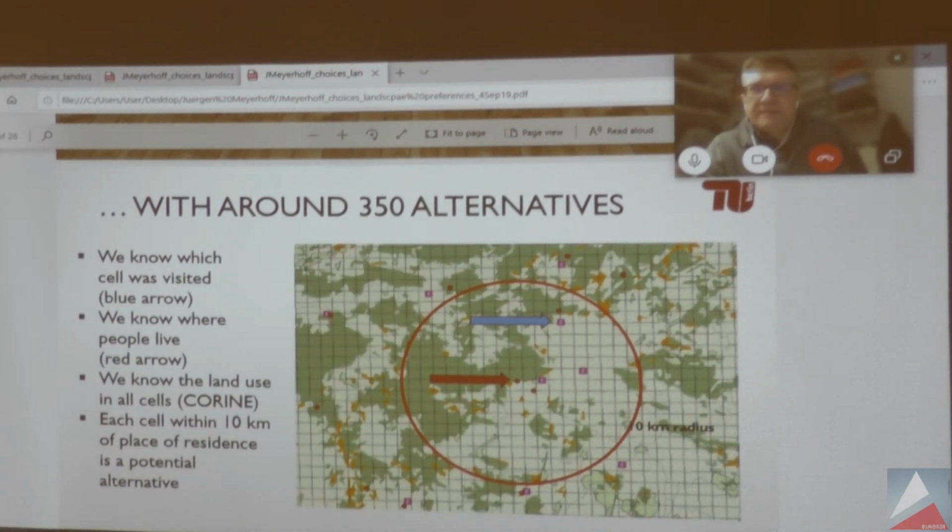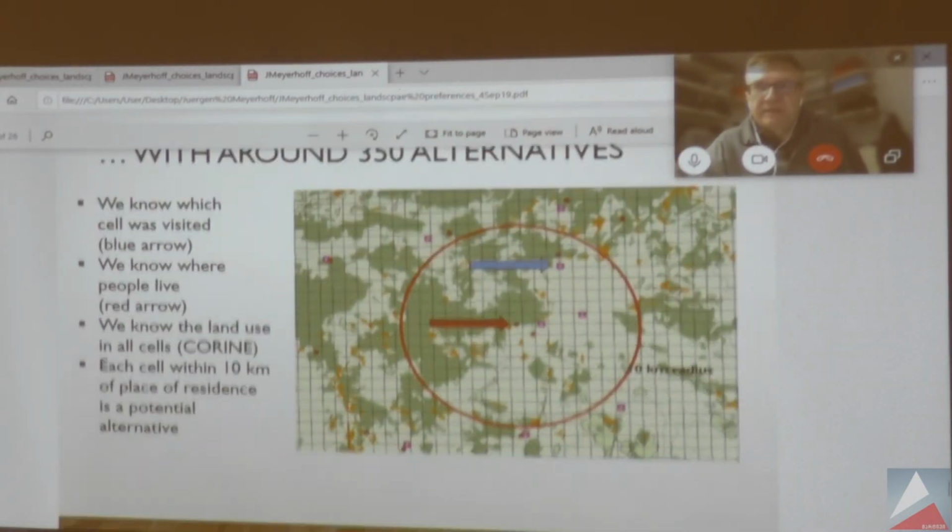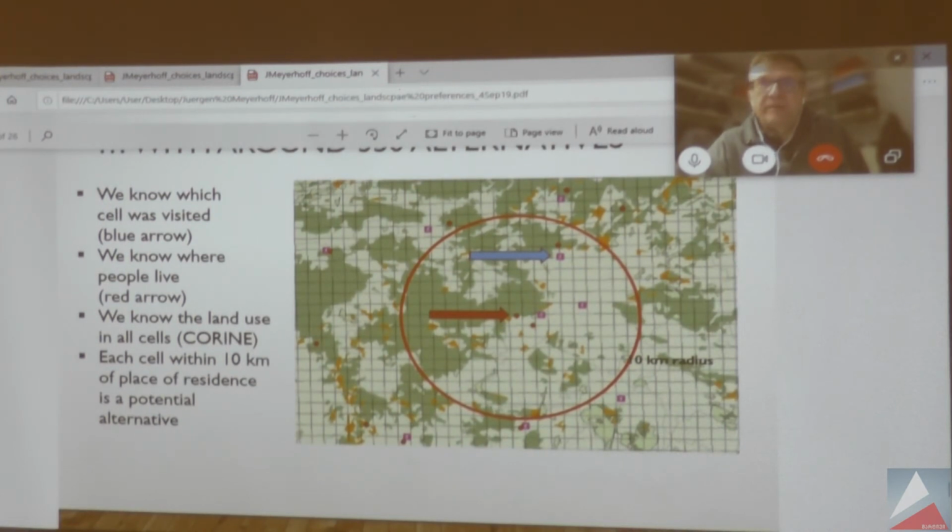And for each of these cells, as already said, we then went to land cover data and analyzed the share of land uses in these grid cells, assuming that all these grid cells are an alternative people might have gone to when they are deciding on a visit to the landscape, in the forest, close to their place of residence.